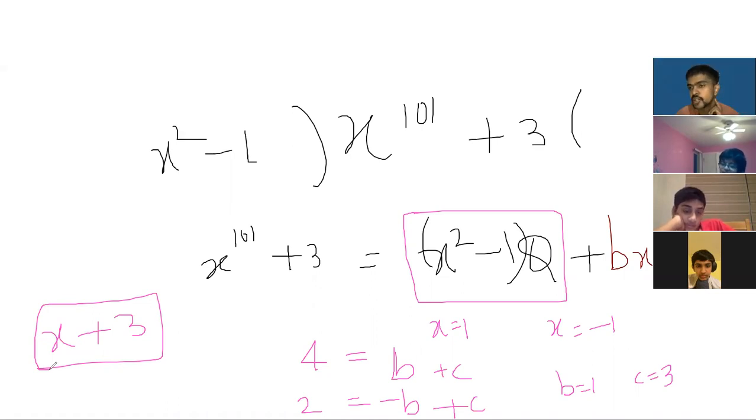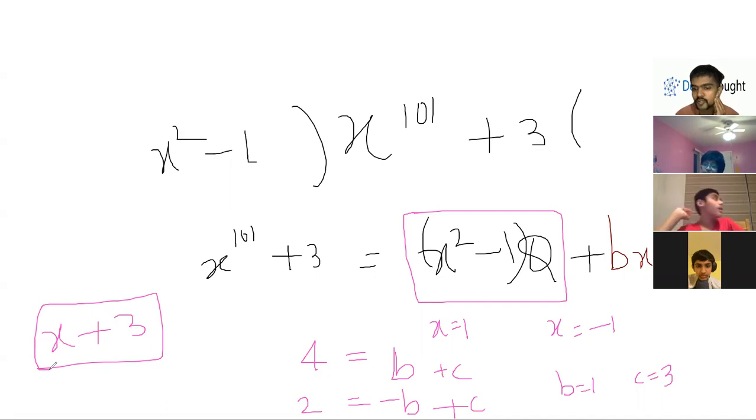And I also substituted x equal to minus 1 to see what will happen. Oh wait, you did minus 1 and 1 because that would cancel out. Both of them kick out the q, no? Yeah, they get rid of the q and then they leave everything else. So I get 4 equal to b plus c and 2 equal to minus b plus c. So I get b equal to 1 and c equal to 3, x plus 3.